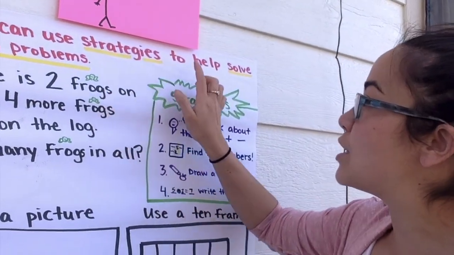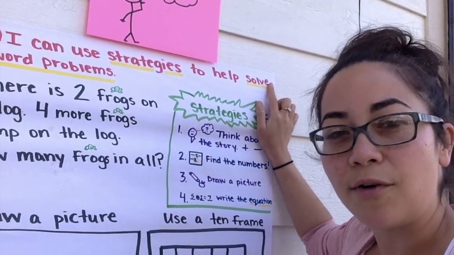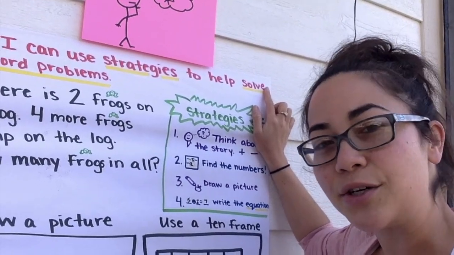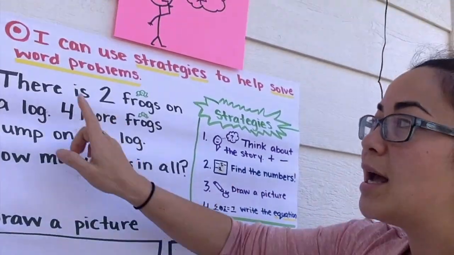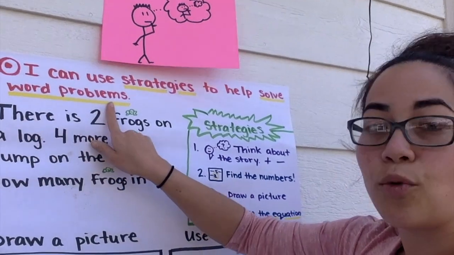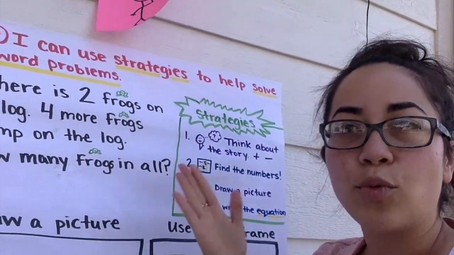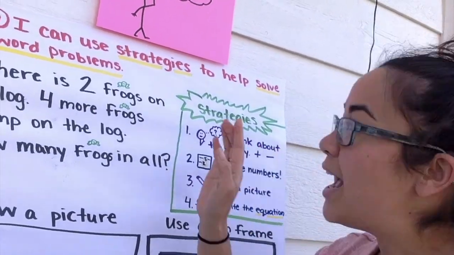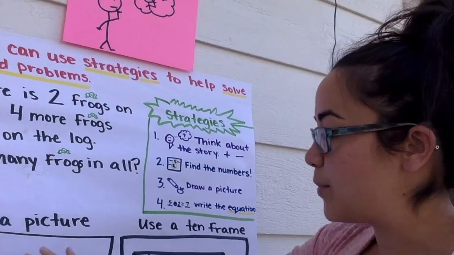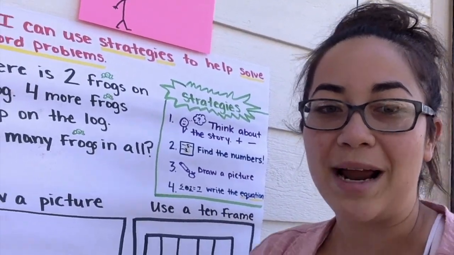We're going to use those strategies to help solve. That word solve means that we're going to find an answer, that we're going to listen to a problem and we're going to try to figure it out. And the problems that we're going to listen to are our word problems. And remember, our word problems are our math stories. So we're going to listen to our math stories, we're going to figure out the problem, and we're going to use strategies like drawing pictures and using our 10 frame to find the answer. All right, let's get started.